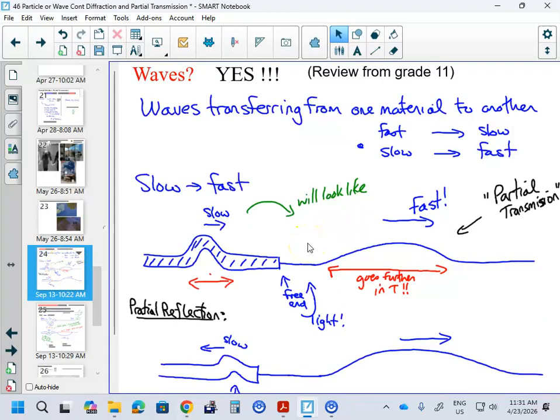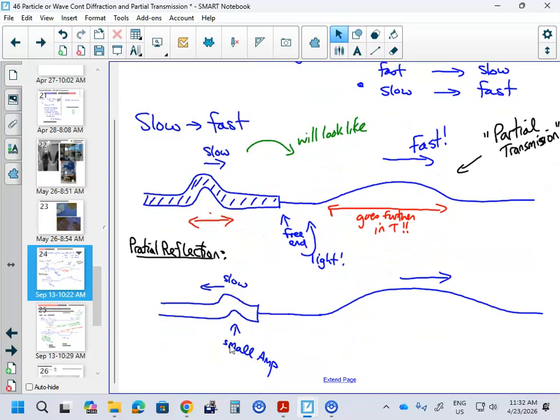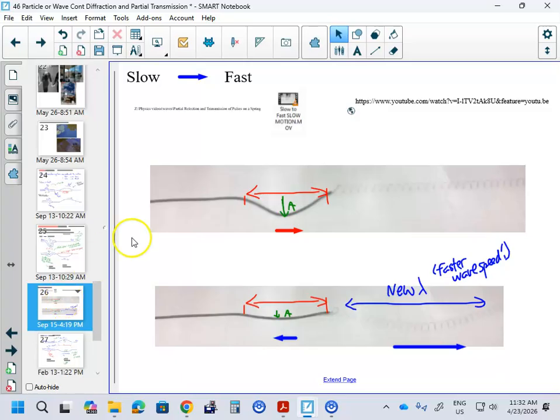From grade 11, if an object or a wave is going from slow to fast, you can see the wavelength got longer and so on, but it comes back as an in phase reflection, so there's a partial reflection. So this is like a free end, and so it comes back in phase. And if we had the same thing, I was going to say if you had the other way around, but these are actual videos of it. Let me just pause quick and I'll find that one.